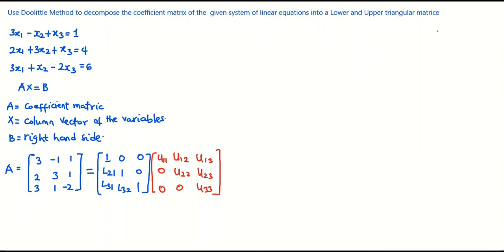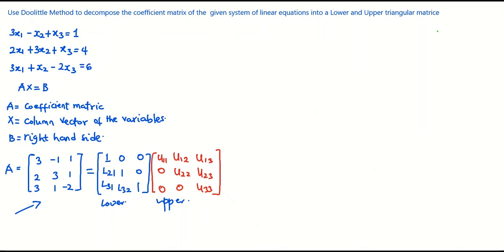In this video, we are going to learn how to use the Doolittle method to decompose the coefficient matrix of this given system of linear equations into an upper and then lower triangular matrix. So what the Doolittle method says is that if you have this matrix here, which is the coefficient matrix for the system of linear equations that was given, we can decompose this matrix into a product of the lower triangular matrix and then upper triangular matrix.